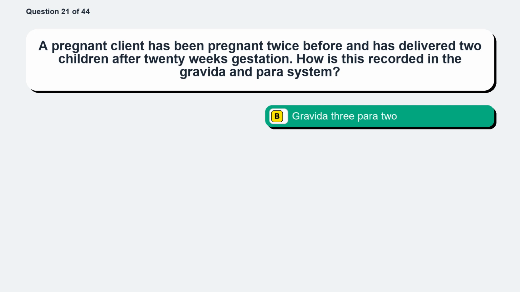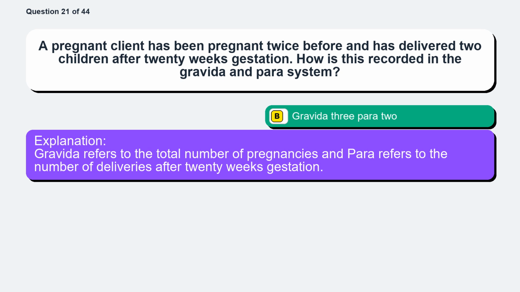The correct answer is option B, Gravida 3 Para 2. Gravida refers to the total number of pregnancies and Para refers to the number of deliveries after 20 weeks gestation.